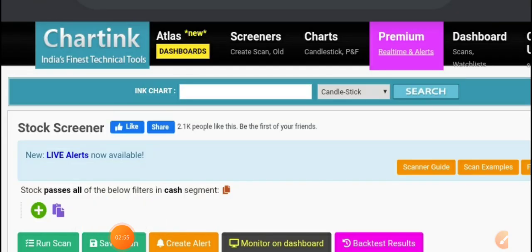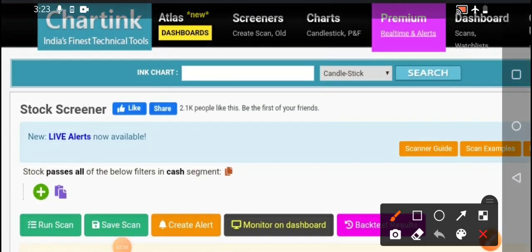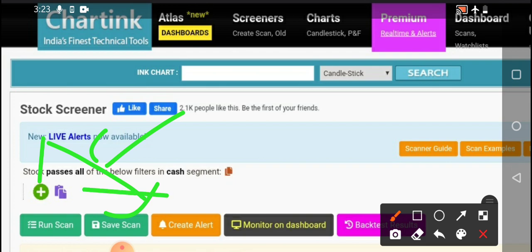Once you click on create scan, you can see this type of page opens, an interface basically, and you can see a plus and a paste icon, something similar to that. In previous videos I also told you that only these two icons are important. Adding any indicator, removing any indicator, saving any indicator completely runs within this region itself. Whatever indicators I'm going to tell you right now, you need to implement as they are, and immediately you can save the scan here and run it, so that you'll get the stocks.